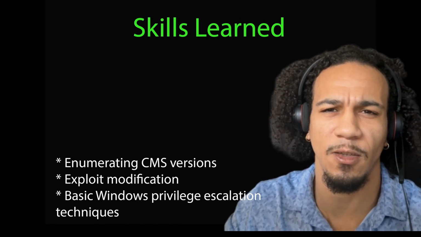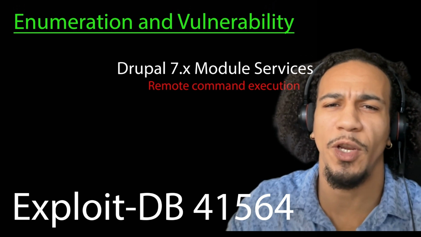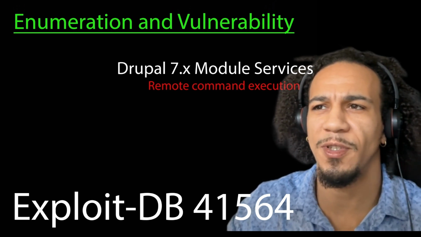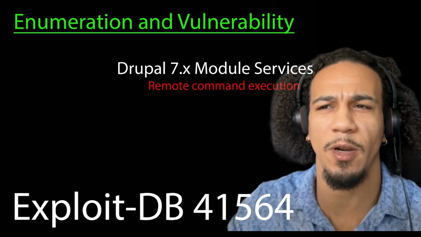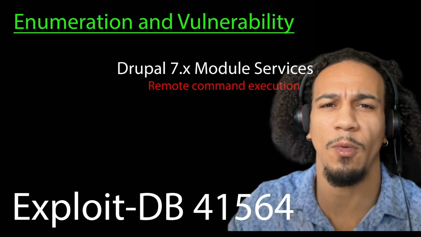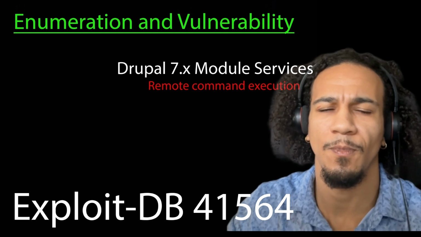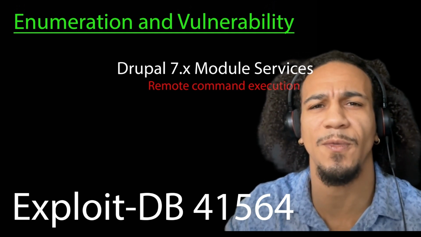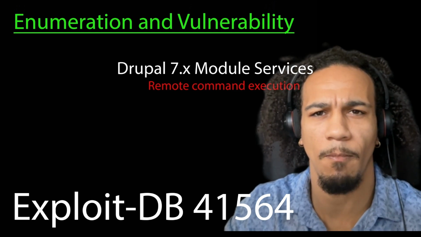Taking a look at enumeration and vulnerability, we're able to find Drupal 7.6 module services running, which allow remote code execution. And we're able to find that on ExploitDB under 41564. Let's begin the lab.